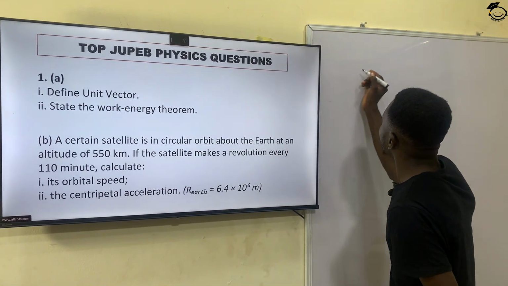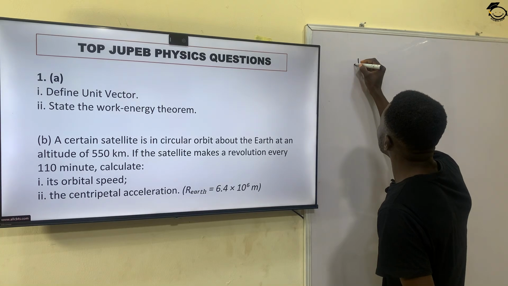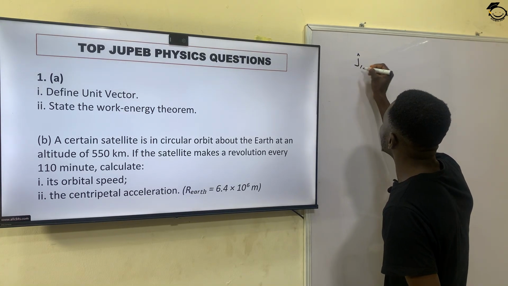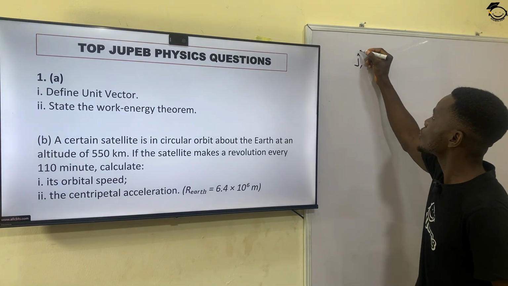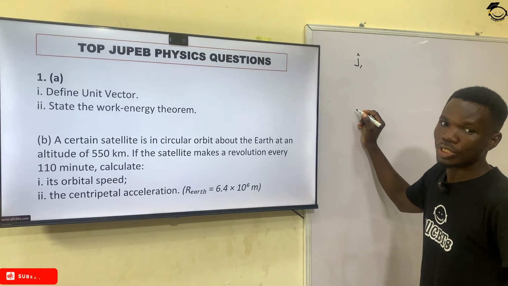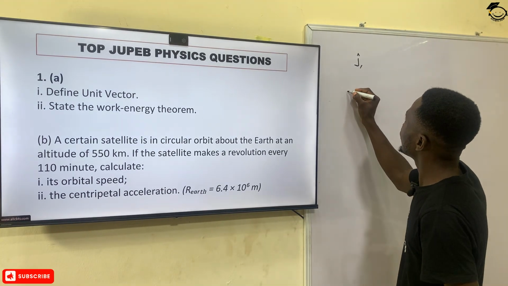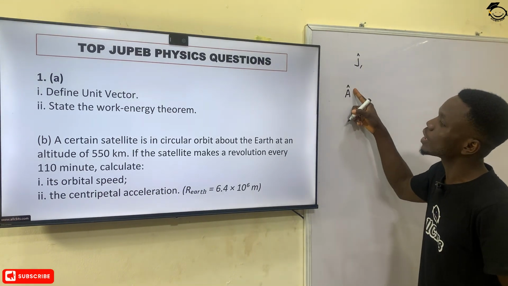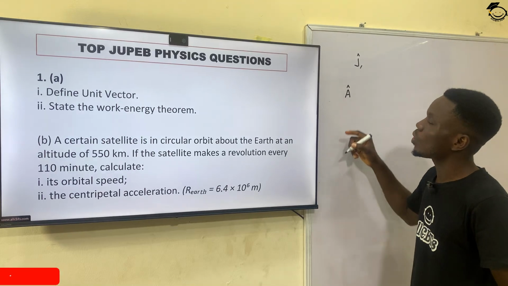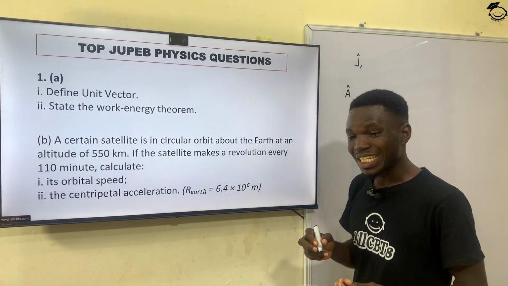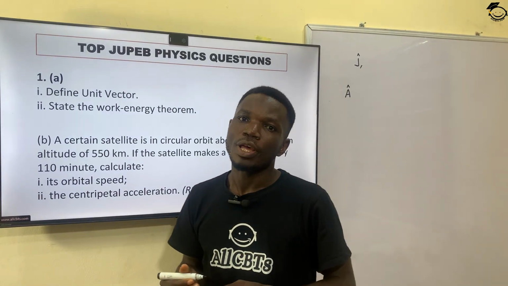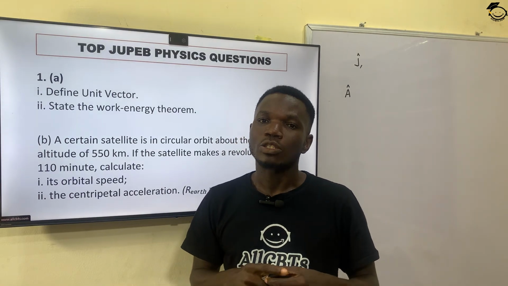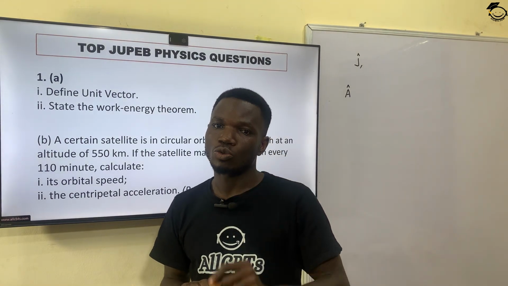So for a unit vector, for example, if I have J, I will indicate it with a hat. So we use a hat for indicating a unit vector. If I want to indicate vector A as a unit vector, there will be a hat on top of it. It is used to indicate the direction of a vector quantity, as it only shows the magnitude as 1.